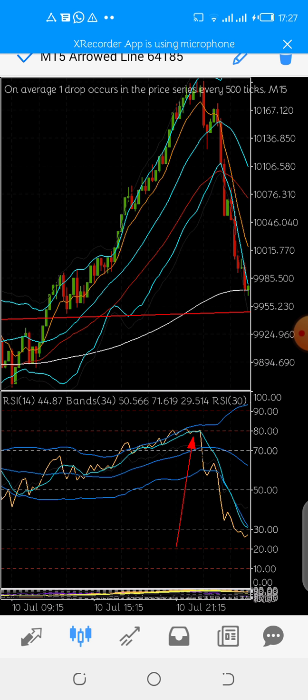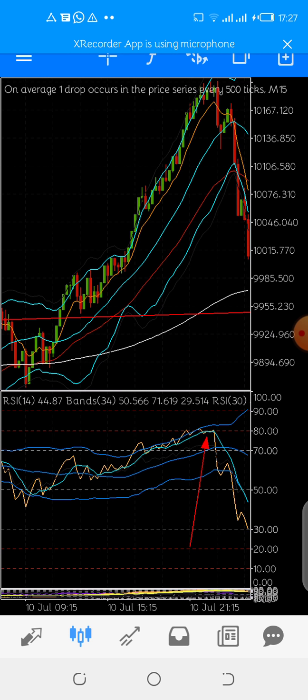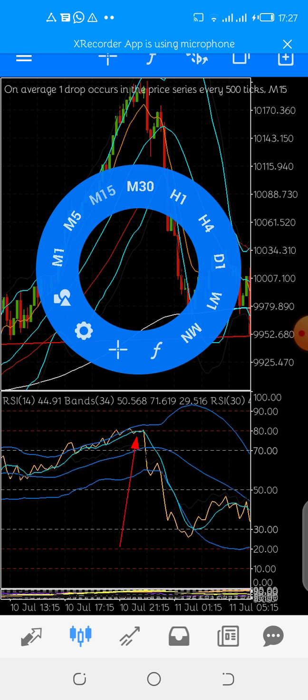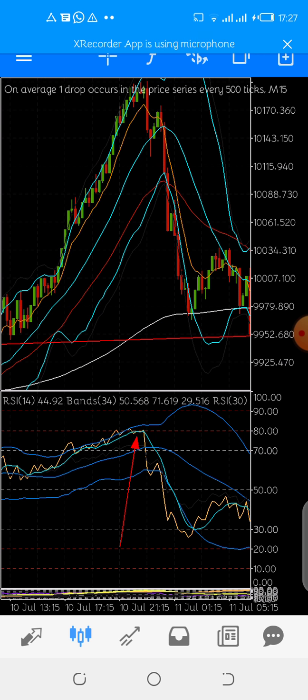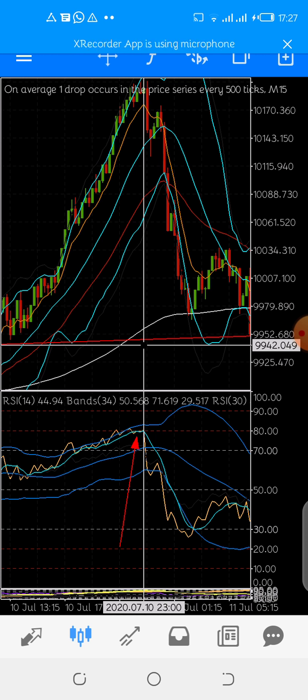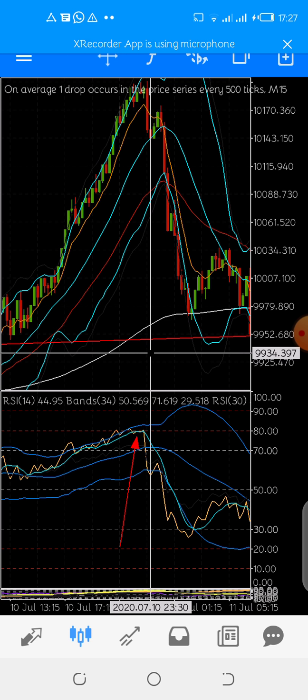And then from there, the market came crashing all the way down. Can you imagine how many pips that was? So you could have placed your trade somewhere there. Or even if you miss the first spike, which was this.